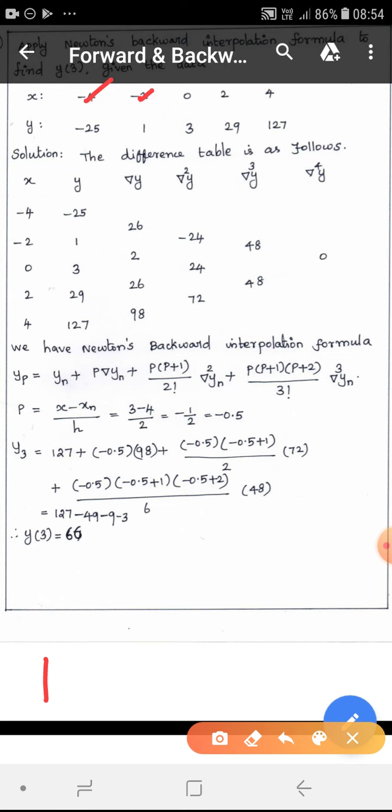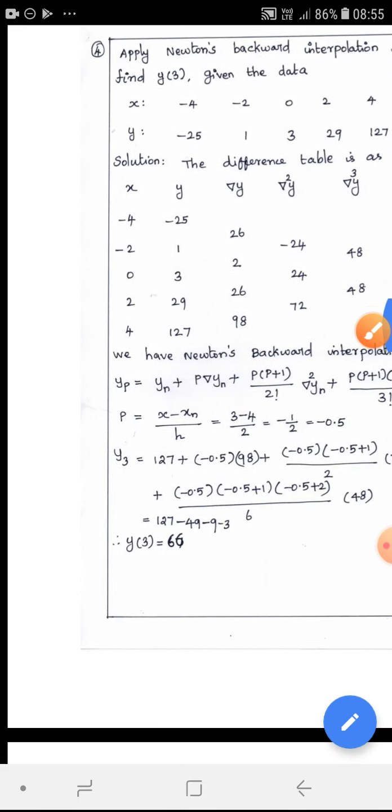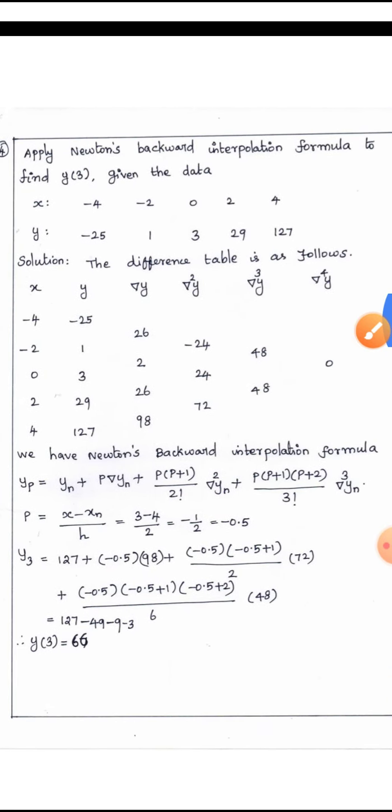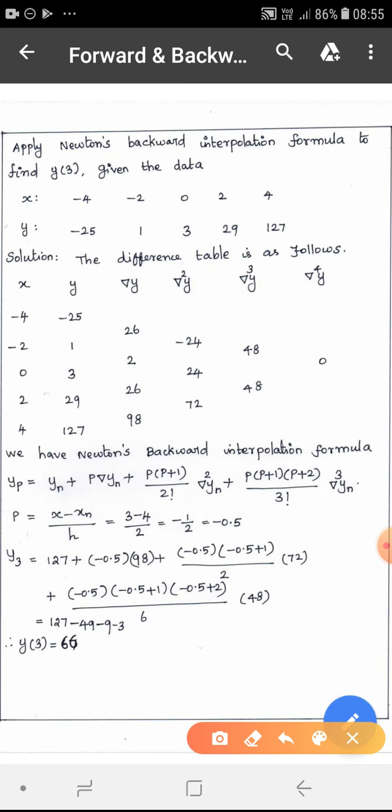-2 minus of -4, that is -2 plus 4, gives 2. 0 minus of -2, 0 plus 2 is 2. 2 minus 0, to find the spacing between adjacent x values, just calculate the succeeding minus preceding value. 2 minus 0 will be 2. Then 4 minus 2 is equal to 2. So all these x values are equally spaced. Spacing between adjacent x values is 2. So h will be equal to 2.